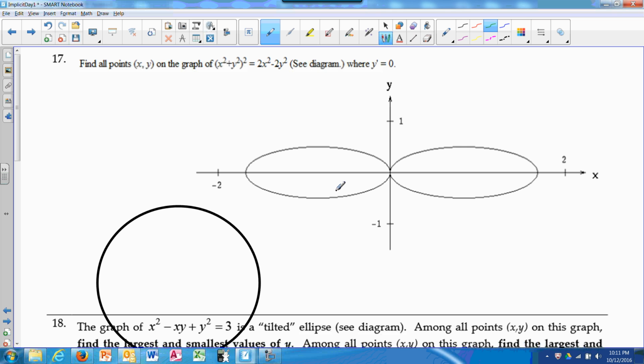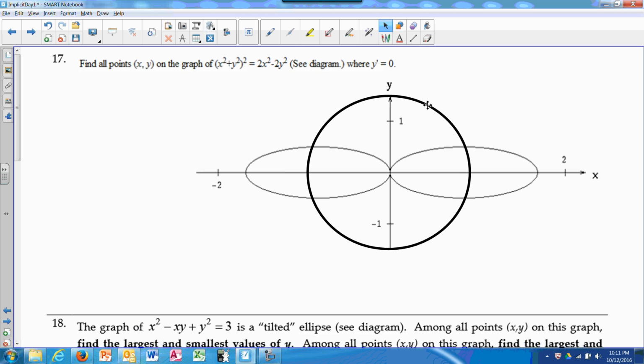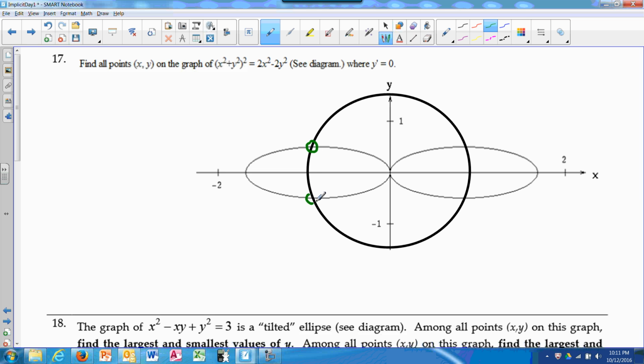Okay, so we're going to find all points on the graph where the derivative is 0. Now I can kind of draw a circle to show where I think that should be. There's going to be 4 of them this time. Not because of the circle, it just helped me find them, where I have 0 slope.